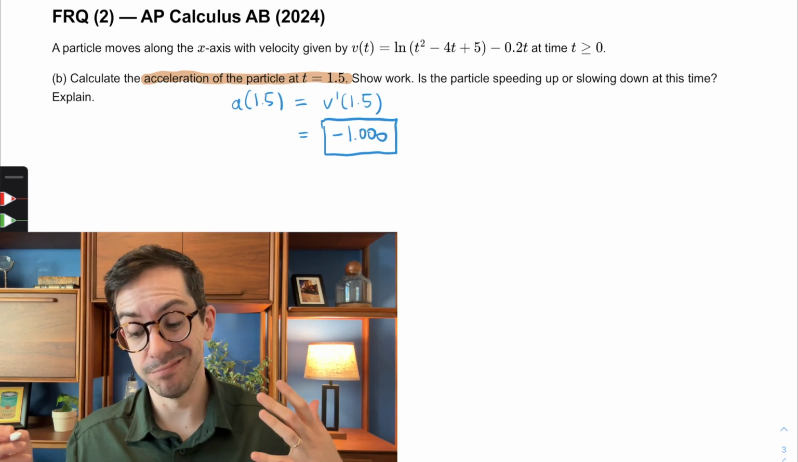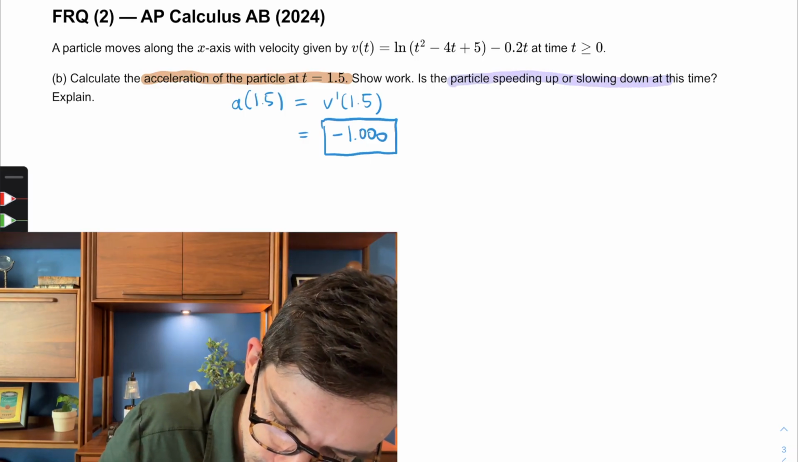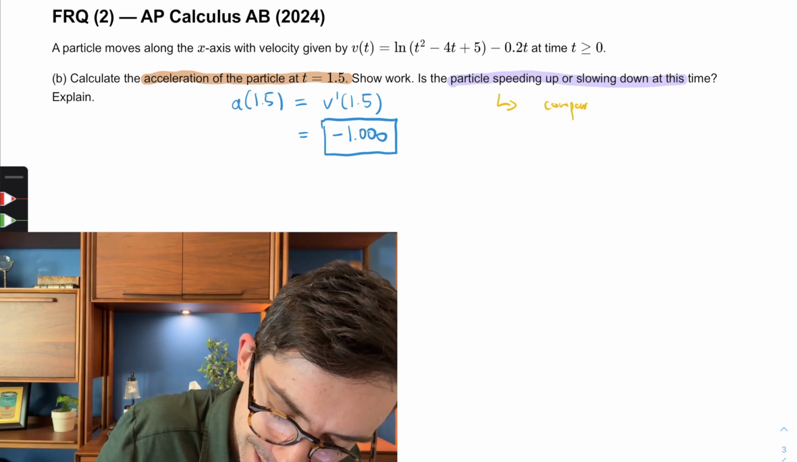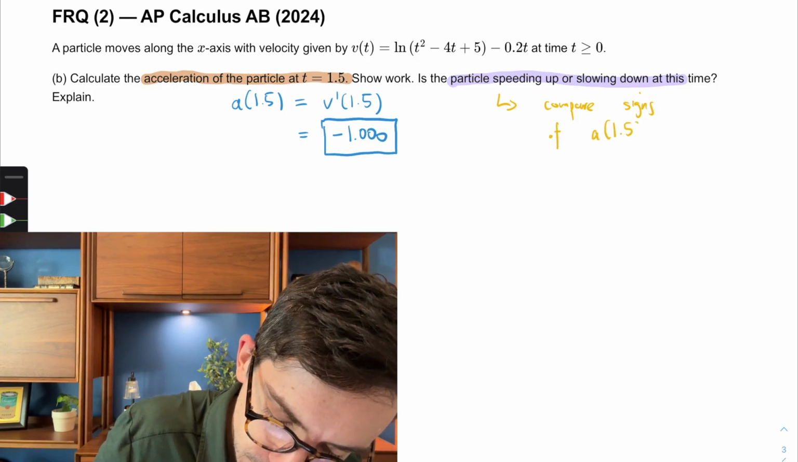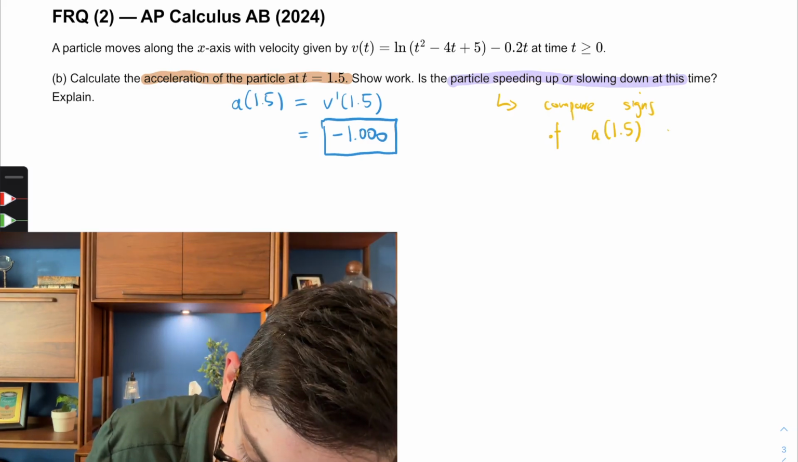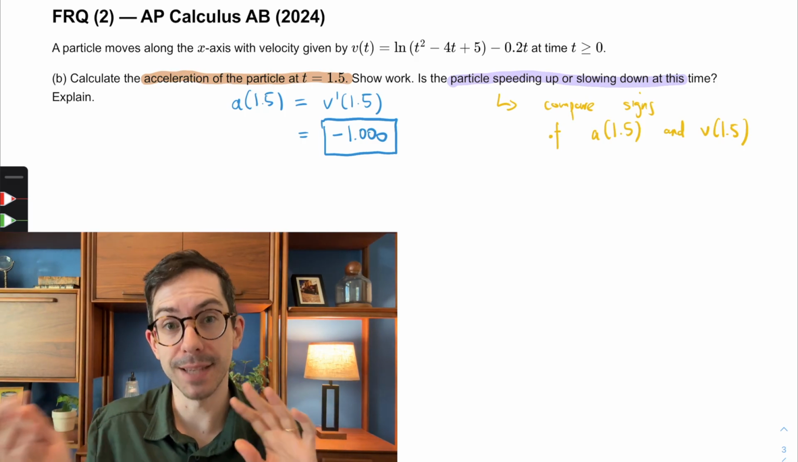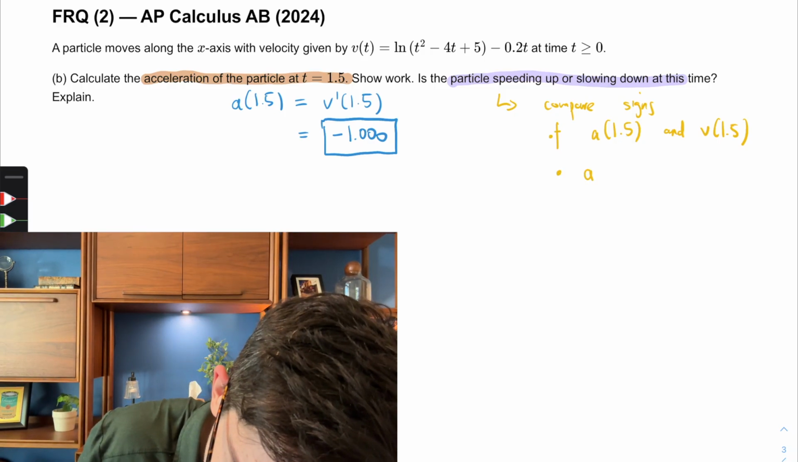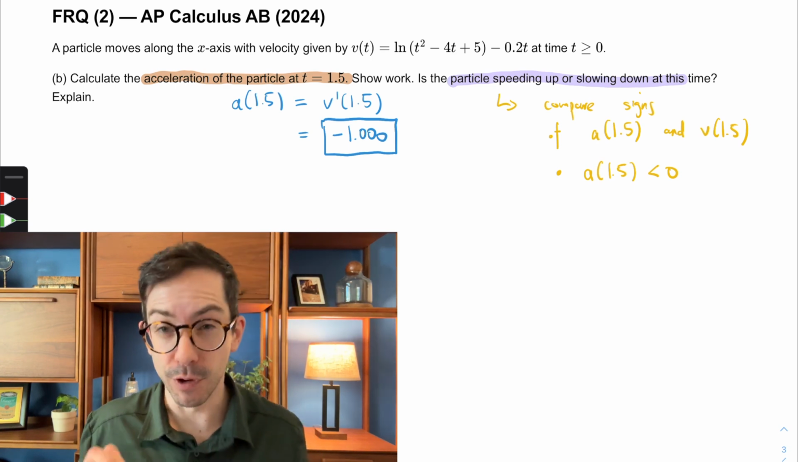The next portion is asking, is the particle speeding up or slowing down? Well, whenever we see a question like that, speeding up or slowing down, what I need to remember is that's expecting me to compare the signs of the acceleration at the moment in time I'm interested in and the velocity at that same moment in time. Depending on what happens with that comparison of those signs, I'm going to get speeding up or slowing down behavior. So we just figured out that a of 1.5 is -1. So that is negative acceleration.